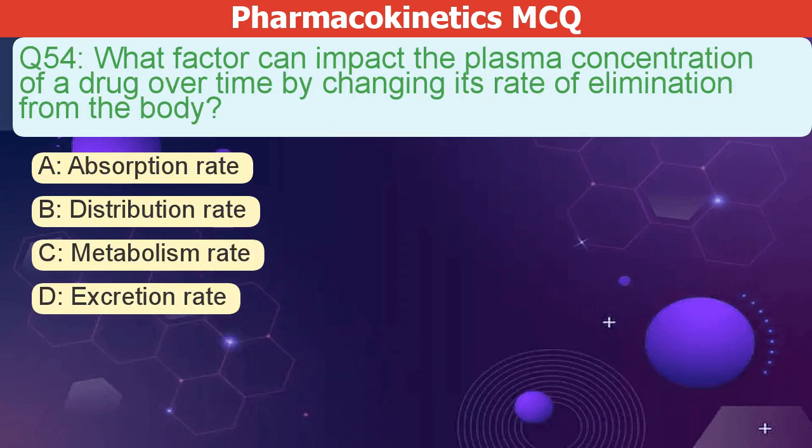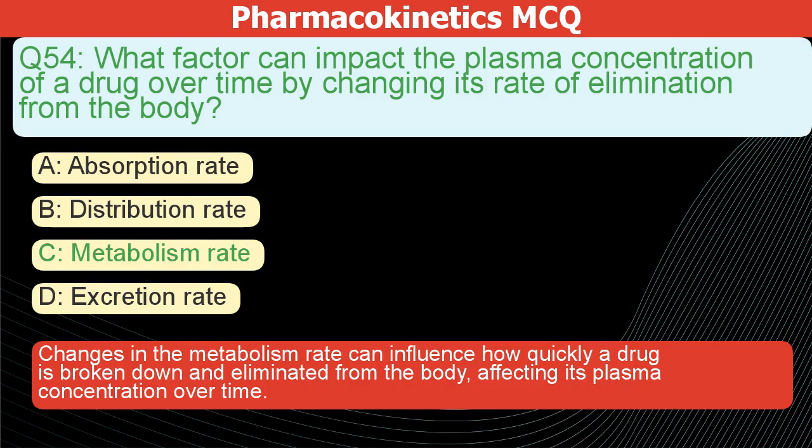What factor impacts a drug's plasma concentration over time by changing its elimination rate? A. Absorption rate. B. Distribution rate. C. Metabolism rate. D. Excretion rate. The correct answer is C. Changes in metabolism rate can influence how quickly a drug is broken down and eliminated from the body, affecting its plasma concentration over time.